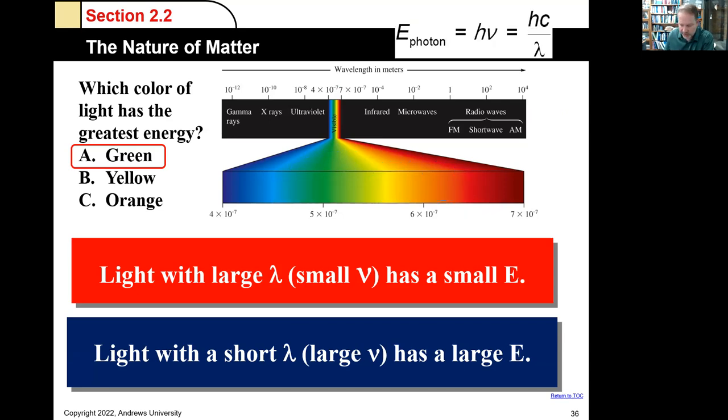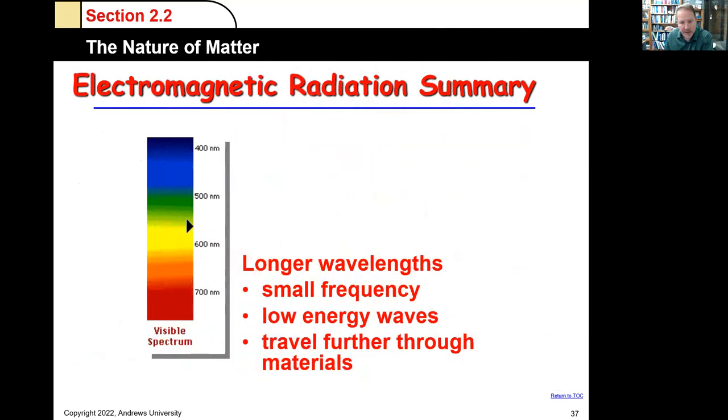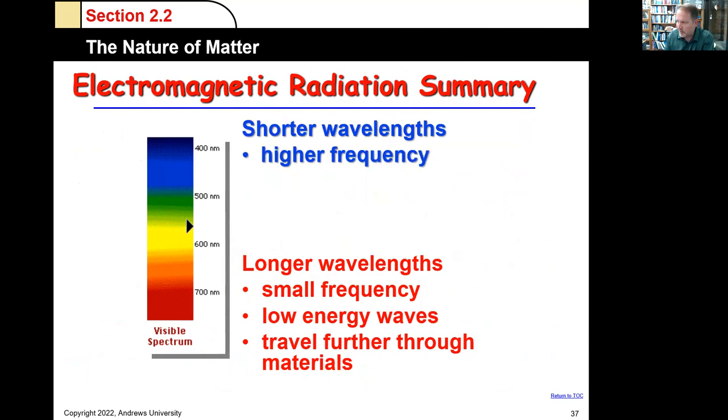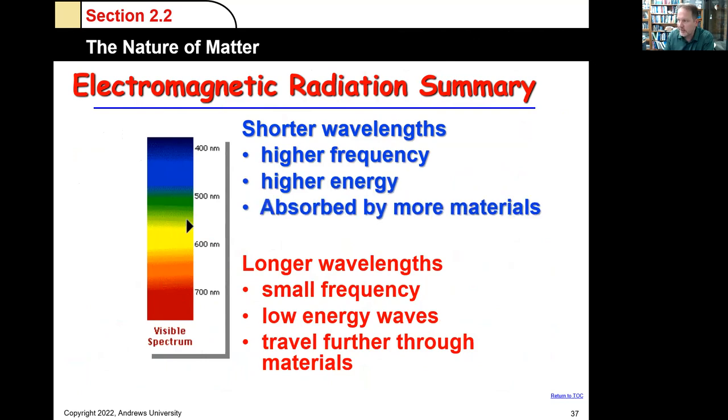All right, I think we're going to try to get to one last problem here. To summarize, what do we learn so far? Long wavelengths have small frequencies and low energies, but interestingly, they can travel further through materials. Bluer colors into the UV, X-ray, and gamma rays have high frequencies, high energies, and they're absorbed by more materials. And I can tell you right now that they do a lot to initiate chemical changes because they typically break chemicals.